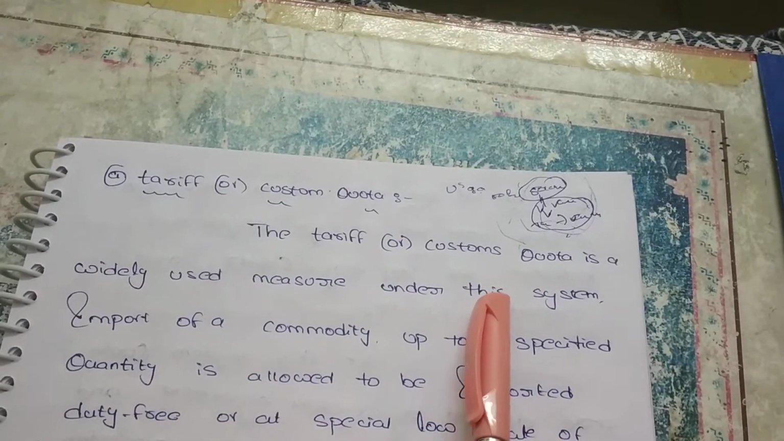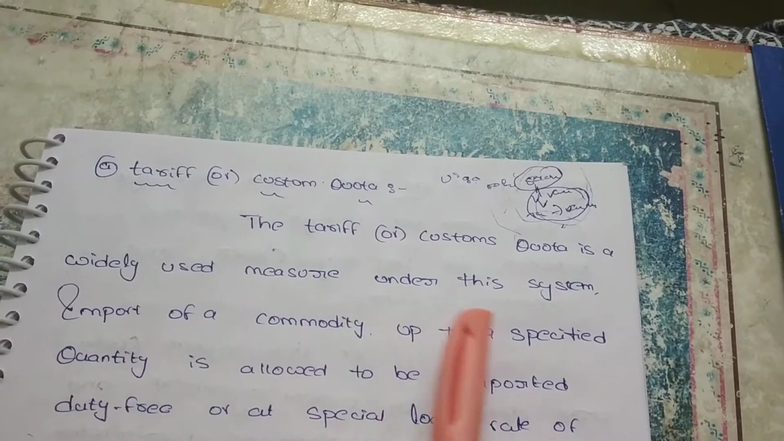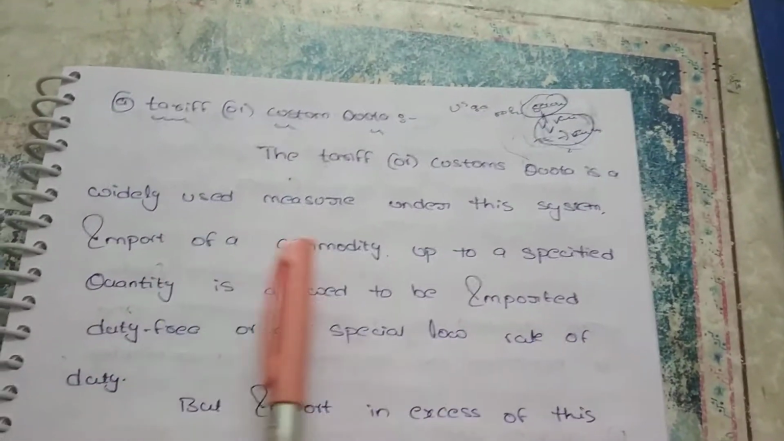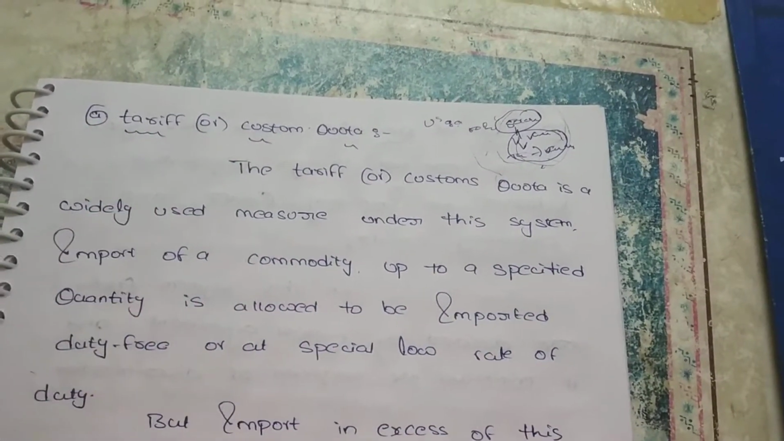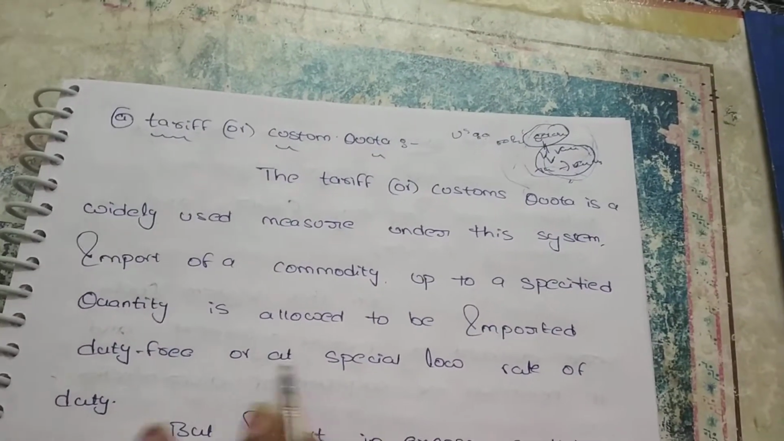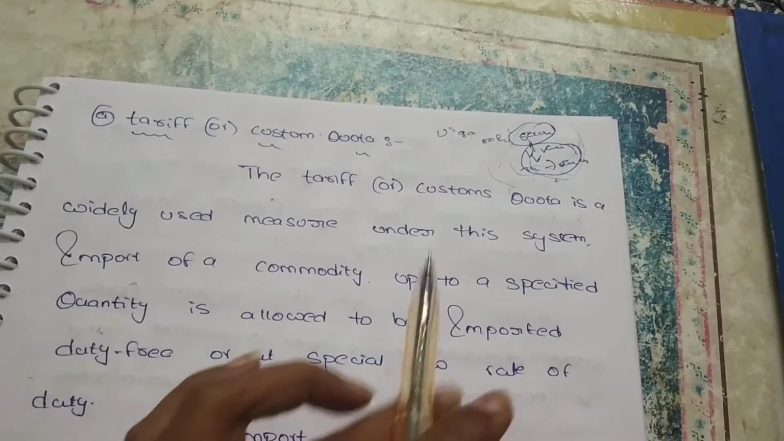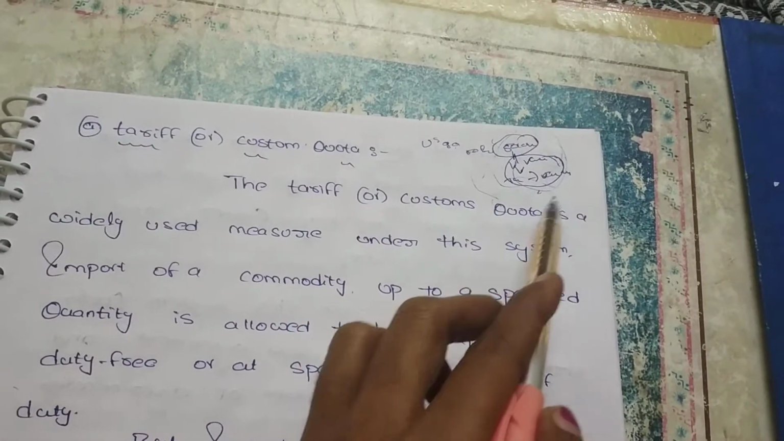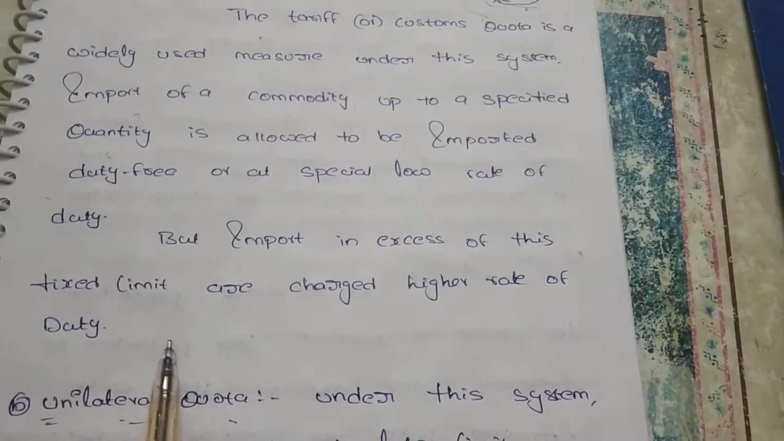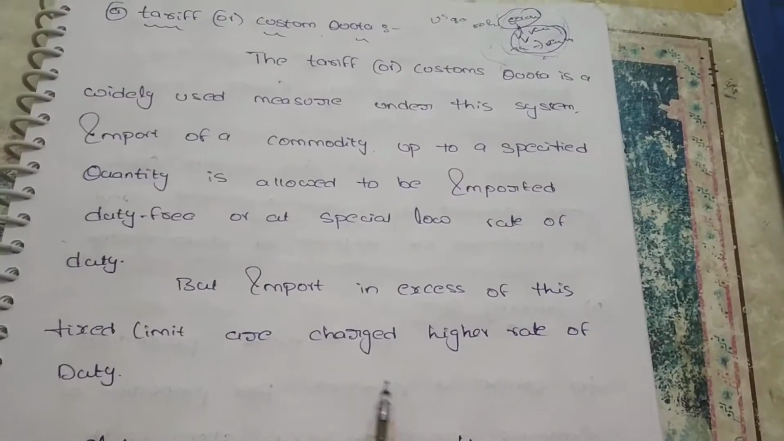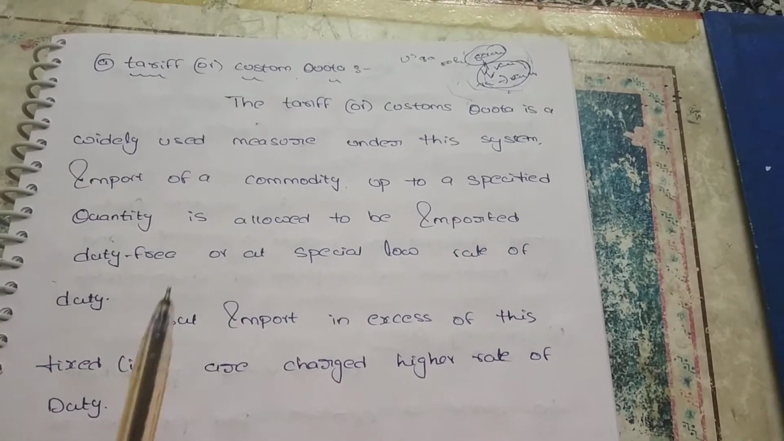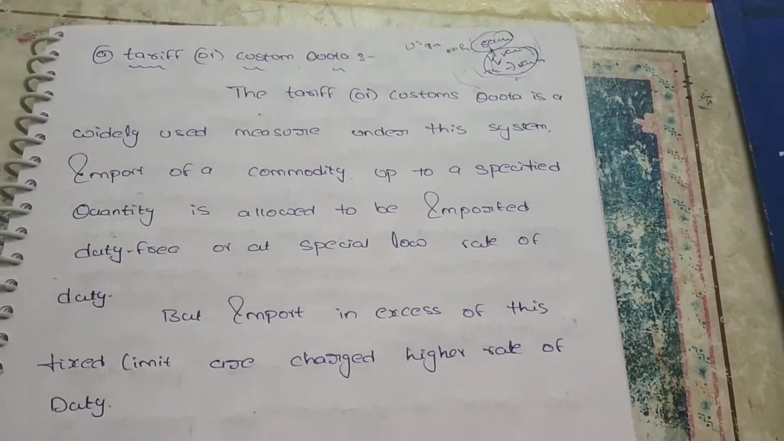The tariff or customs quota is a widely used measure under this system. Widely used means every country uses this measure. Import of a commodity up to a specified quantity, up to 50 kgs, is allowed to be imported. It may be duty free or at a special rate of tax. In some other cases, like necessities, there is no tax up to this limit at all. But imports in excess of this fixed limit, in excess of these 50 kgs, are charged a very high rate of duty. So we can say it is also one of the measures.